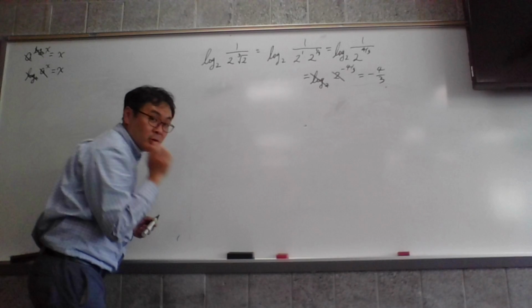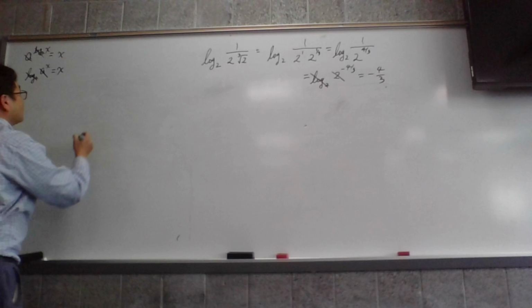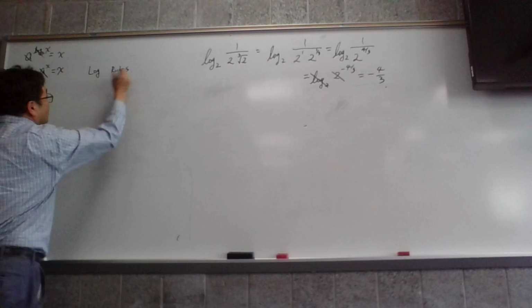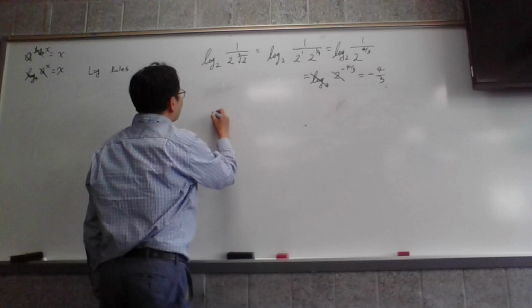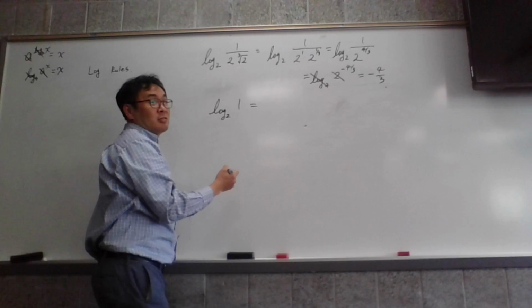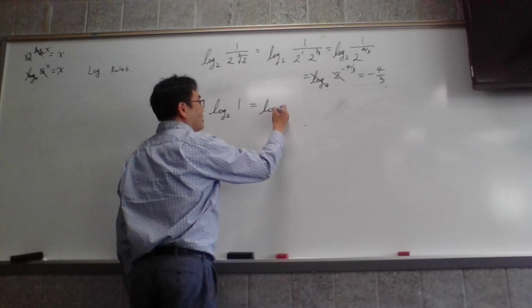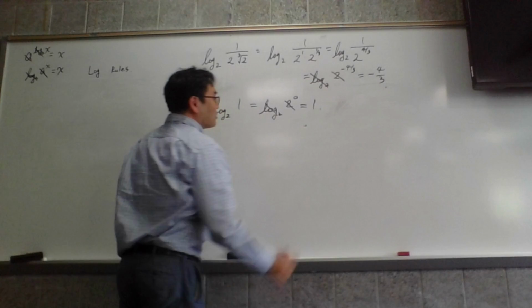Now let me prove some basic log rules. So, log rules. Oh, before I do that, there's another important one that I forgot. What is log 2 of 1? 0. Why? Because 2 to the 0 is 1. Yes, 2 to the 0th power is 1.